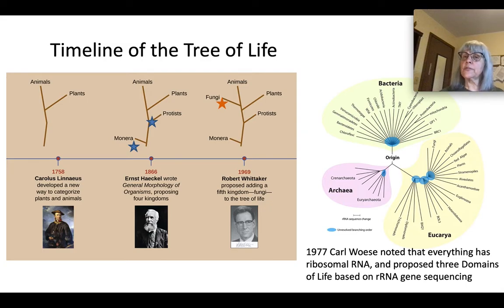In 1977, though, there was someone else that came along, Carl Woese, and he noted that everything has rRNA. Everything living does have rRNA, a type of ribosomal RNA. And he proposed that based on the type of ribosomal RNA they have, they can be grouped into even bigger, larger groups above the kingdoms, and these were known as domains.